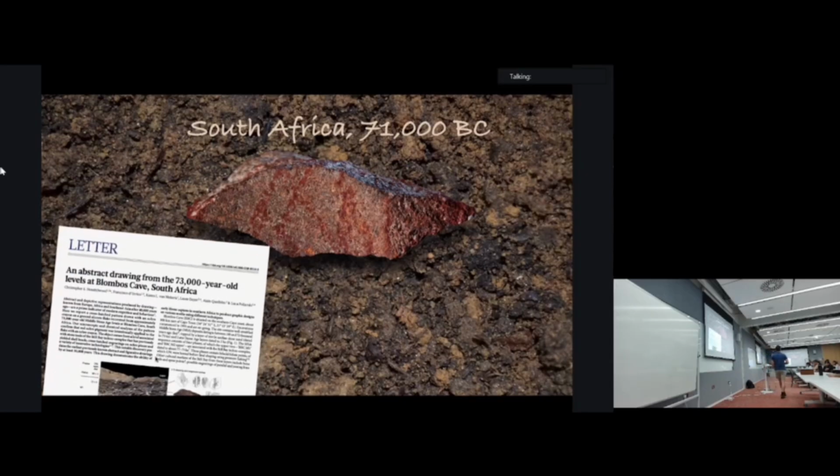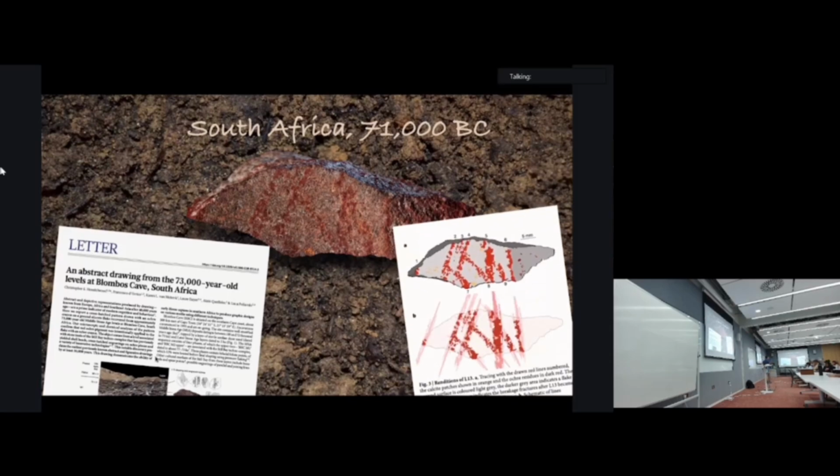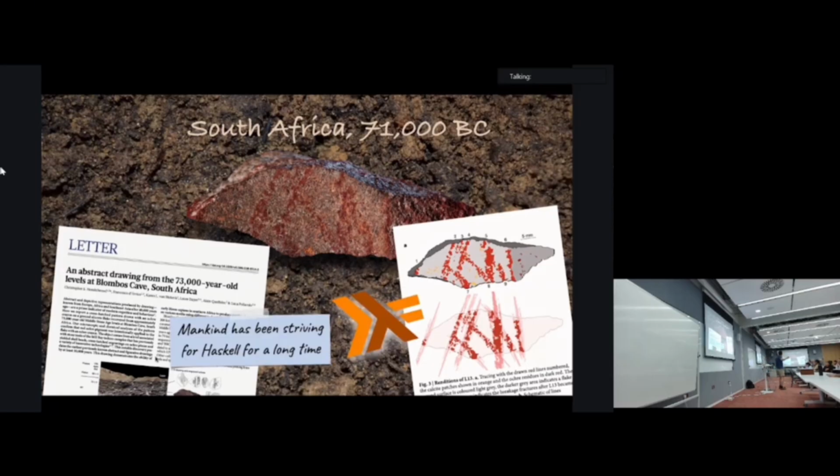And so the right people have done that careful analysis on this. It was from a 73,000-year-old cave in South Africa. And they've done some very careful analysis of the actual inscriptions to see what's there. And I think if you look very closely at what they've done, you can see that mankind has been striving for Haskell for a very long time. You certainly have the lambdas in there, but the Haskell logo is certainly part of it.